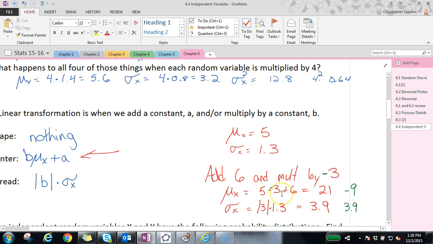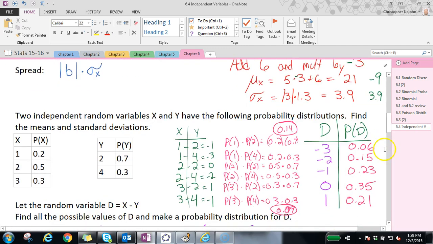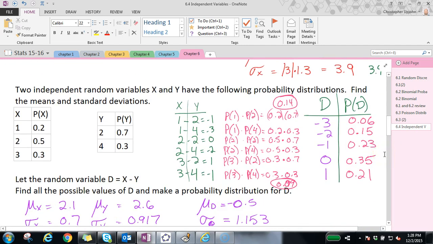If we decide to make it negative, we're multiplying by negative 3 now. It's 5 times negative 3 is negative 15, plus 6, now our mean is negative 9. We can have a negative mean, but we still do the absolute value of negative 3, which is 3, times 1.3 is 3.9. Our standard deviation doesn't change. It's still the same amount of spread out. So that's if it's one variable. If we're dealing with two independent variables that come together to become one, we have different things going on.